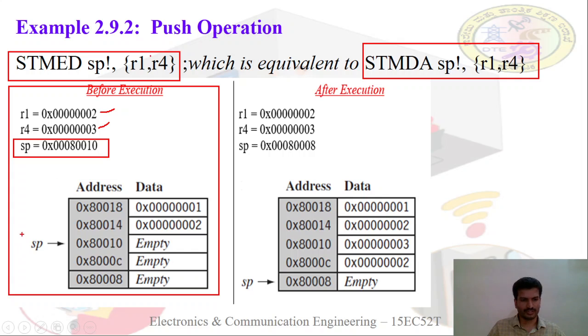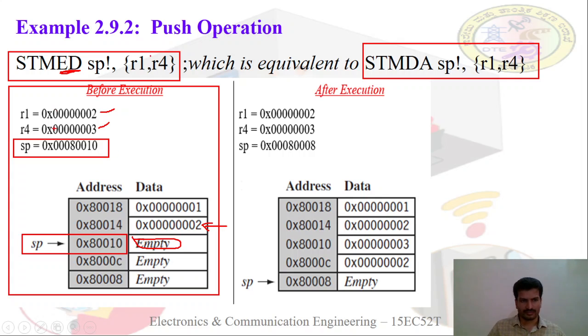80010. So now the stack pointer is pointing to 80010. See here we have used ED. E means empty stack. What is the meaning of empty? The stack pointer points to the location after the last item. See here, 02 is the last item, so it points to the location after the last item on the stack, that is the empty location. Now it is pointing to an empty location.